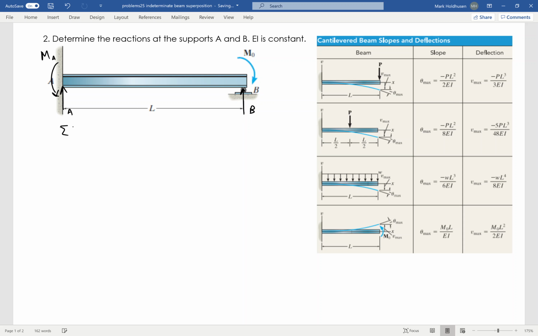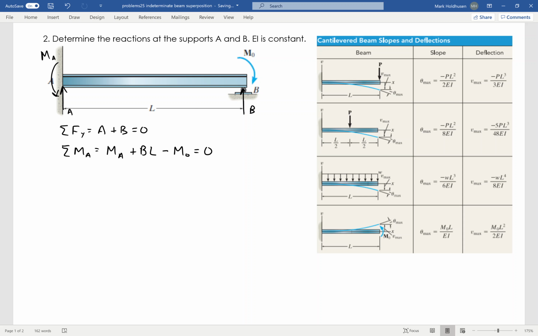So if I sum the forces in the y direction, I have A plus B, I guess that just equals 0. Sum of my moments about point A. Don't forget your moment at A, your reaction moment at A, plus BL, and then minus M naught equals 0. Okay, so again, two equations, three unknowns: A, B, and the reaction moment at A.